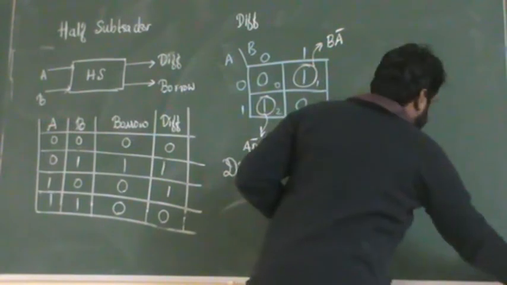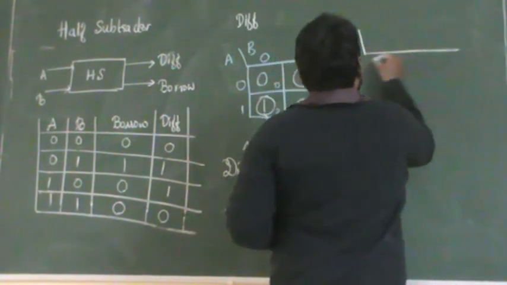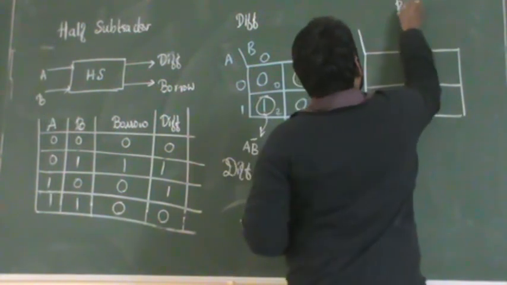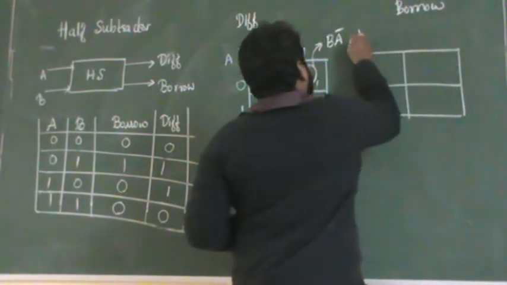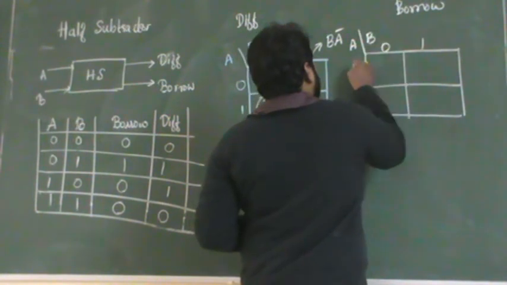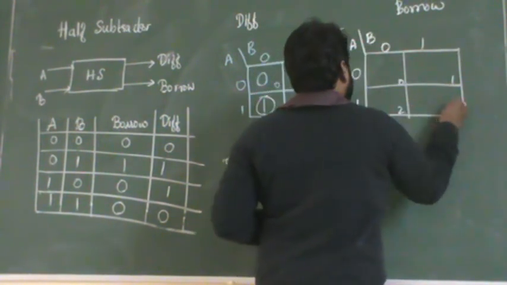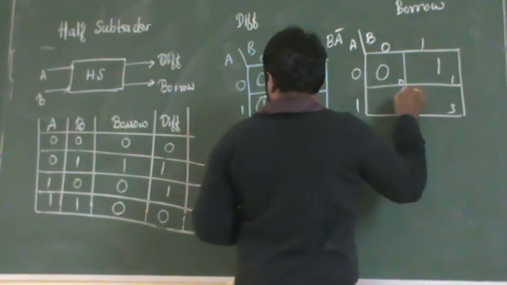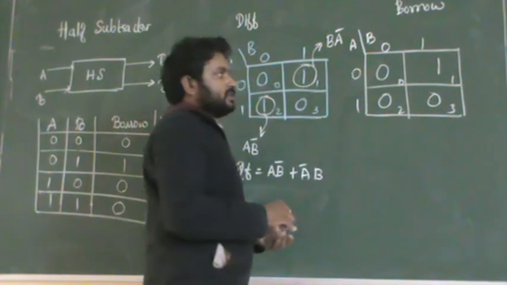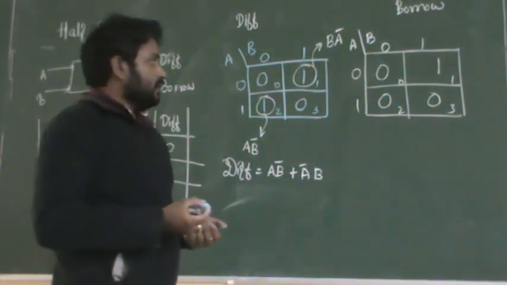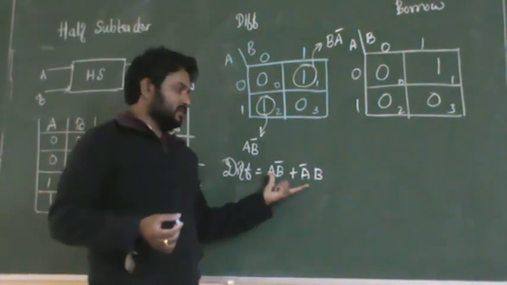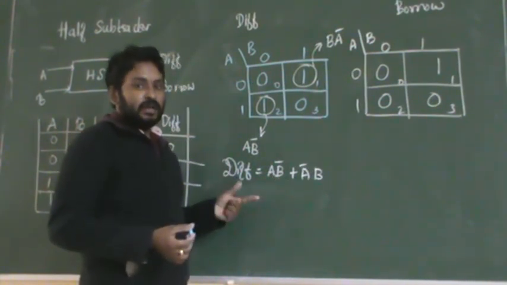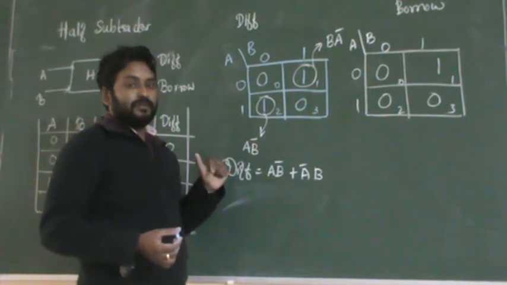Now I will write down the K-map for borrow. So here comes A, B, 0, 1, 0, 1, cells 0, 1, 2, 3. Now here is 0, 1, 0 and 0. This expression for difference is common for both the difference of the half subtractor and the sum of the half adder.